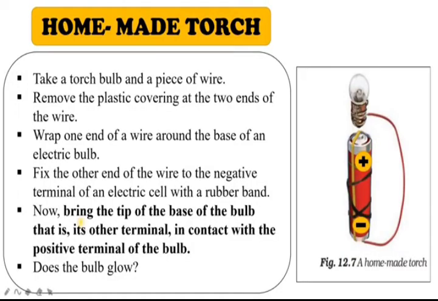Now let's go to the homemade torch. So children, what is a homemade torch? If you have a cell like this and connect it with a wire and an electric switch, you can simply make a homemade torch. Fix the other end of the wire to the negative terminal of the electric cell with a rubber band. Now bring the tip of the base of the bulb, its other terminal, in contact with the positive terminal of the cell. Will the bulb glow? If it connects the two terminals properly, then the bulb will glow. If it is not connected properly, it never glows.